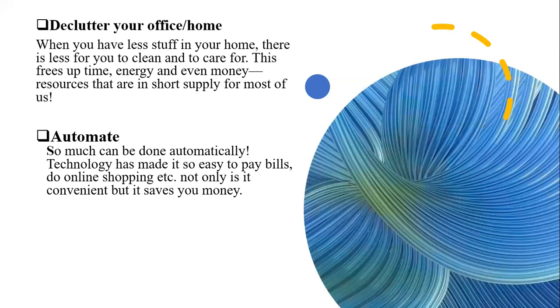Declutter. When you have less stuff in your home, there's less for you to clean and care for. This frees up time, energy, and even money. Automate where possible. Technology has made it so easy for us today to pay bills online, to do online shopping. Not only is it convenient, but it saves you time and money.